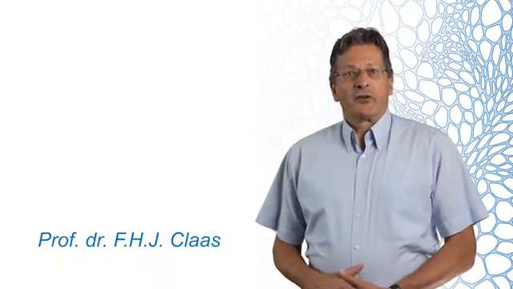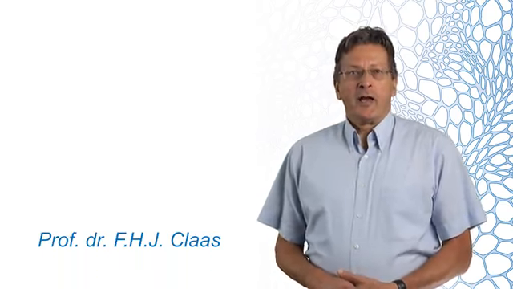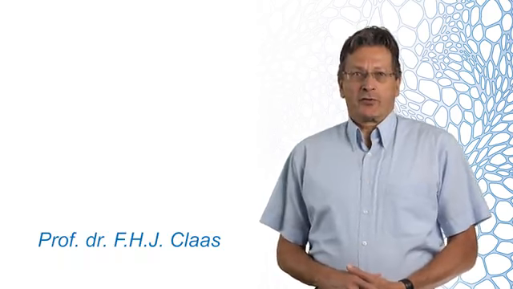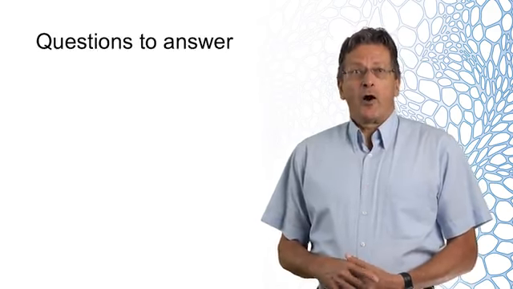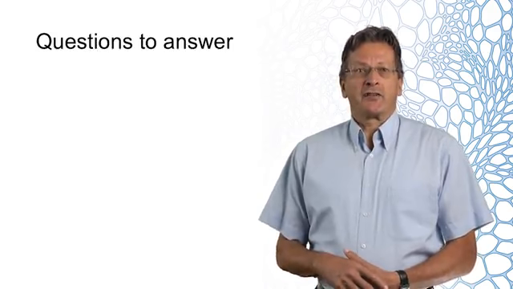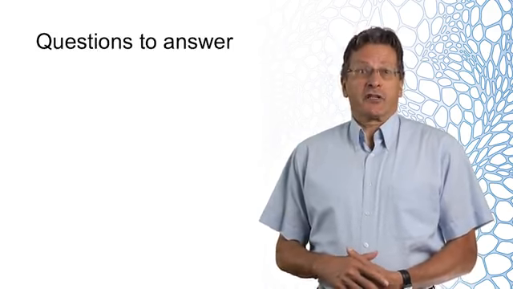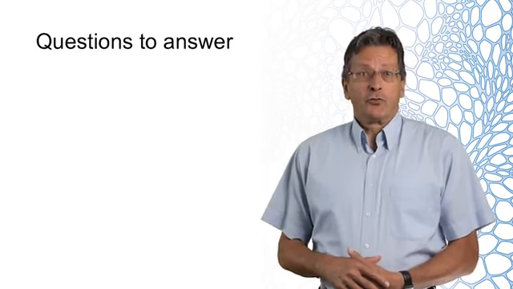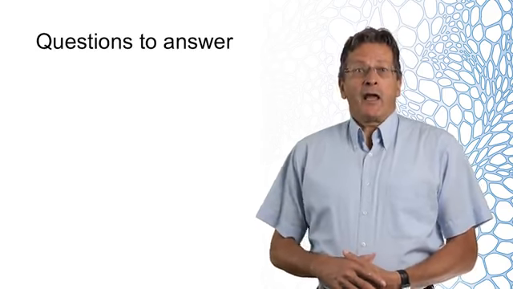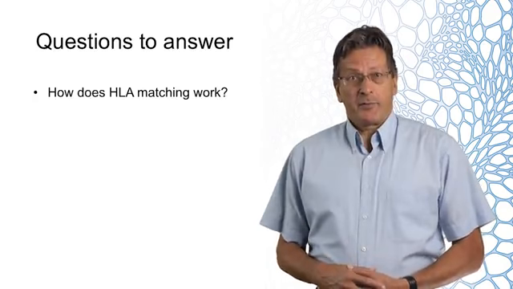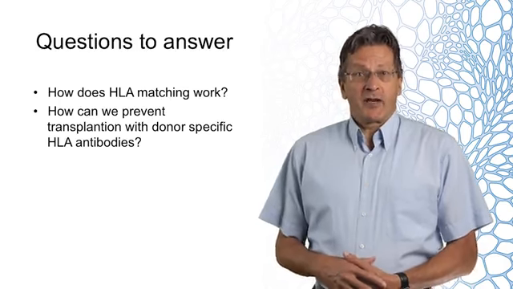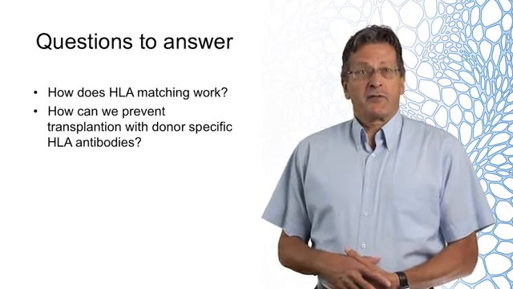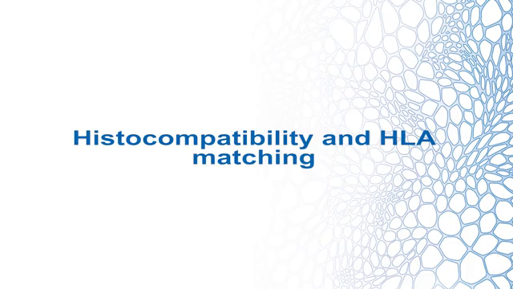We have talked about the natural function of the immune system and the role of the MHC in the immune response. In this lecture, we will discuss the topic histocompatibility, or how to prevent a strong immune reaction which leads to a graft rejection. Two crucial factors are HLA matching of donor and recipient, and prevention that the patient will be transplanted in the presence of donor-specific HLA antibodies.